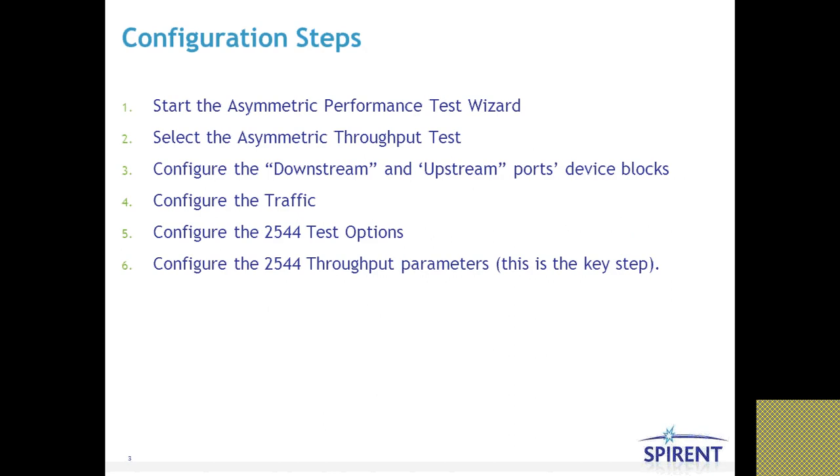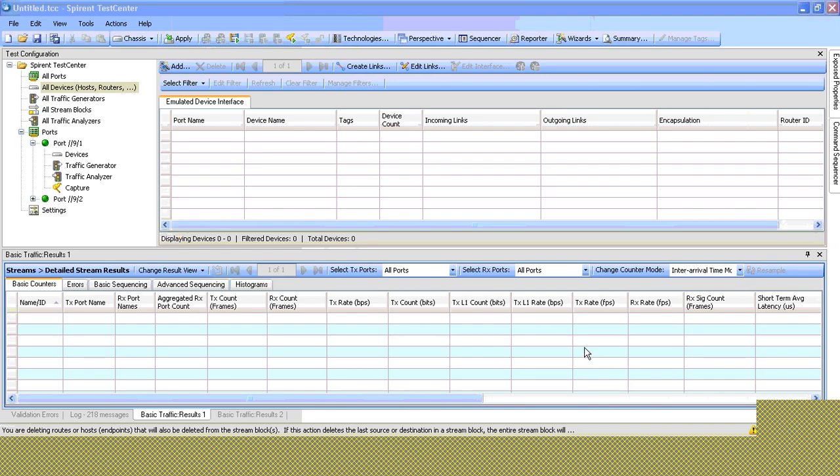Now here are the configuration steps. It's pretty straightforward, and I won't really go through them here because we'll go through them in the GUI itself. So again, what we'll do is use the Asymmetric Performance Test Wizard to accomplish this. So let's go ahead and switch to our Spirent TestCenter GUI.